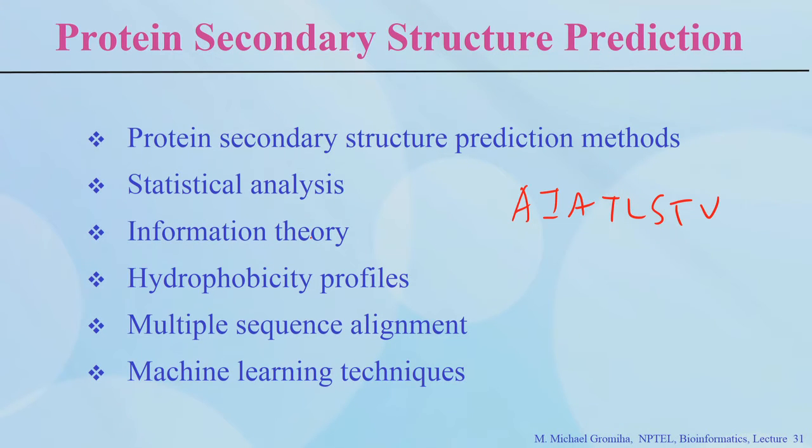Then what is information theory? They use information theory to get the secondary structure based on the information regarding the central residue, as well as 8 residues on both sides, right. GOR developed this method, right. So, there is the information theory. Then hydrophobicity profiles, right. If you have the profile, right.